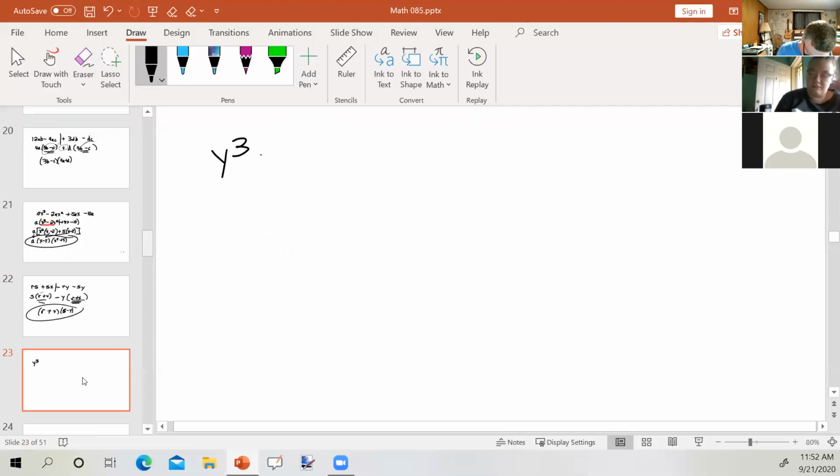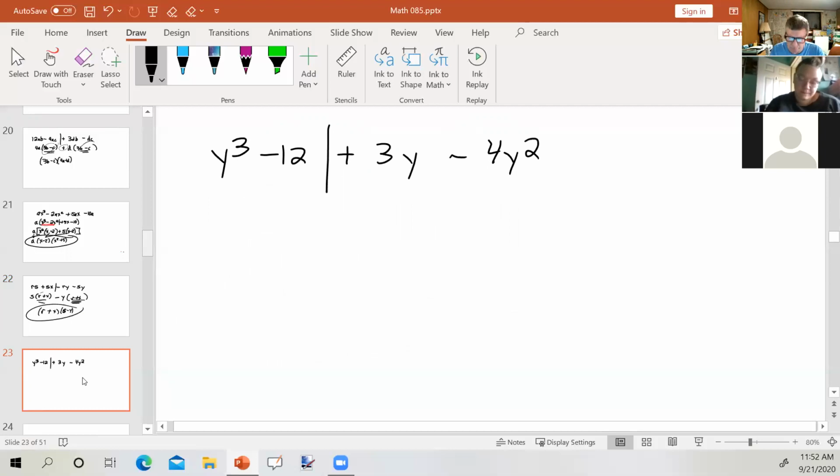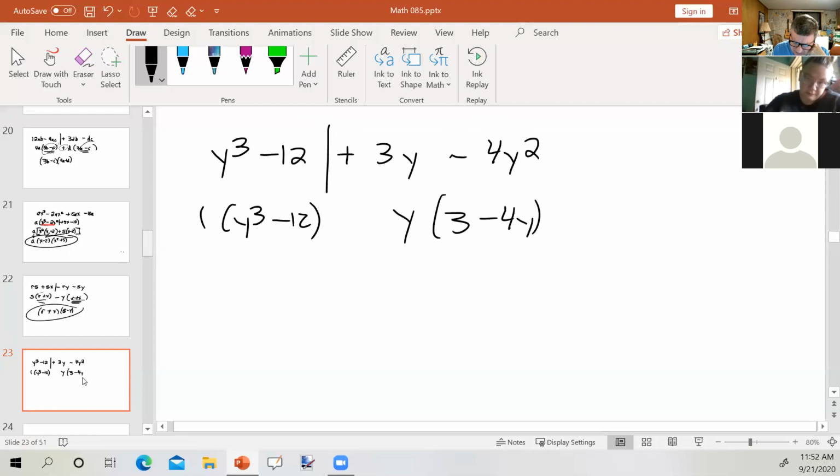y cubed minus 12 plus 3y minus 4y squared. Once again, we have 4 terms. I don't see a greatest common factor other than a 1, so I'm going to split it up into 2 groups of 2. Well, when I do that, looking at the first 2 terms, the greatest common factor is just like a 1, so I've got that. But here the greatest common factor is a y, so I've got that, and that's just not going to get me where I need to go.